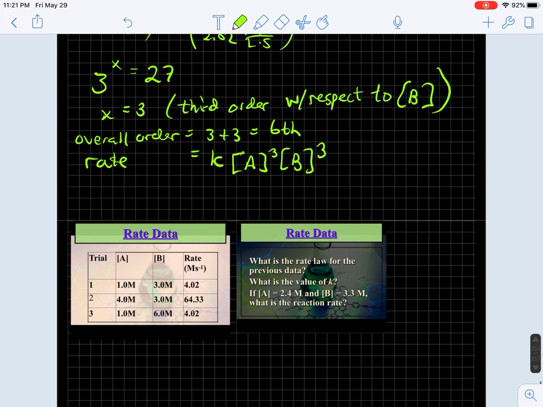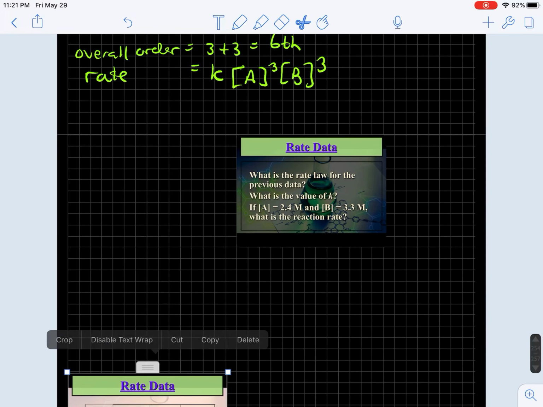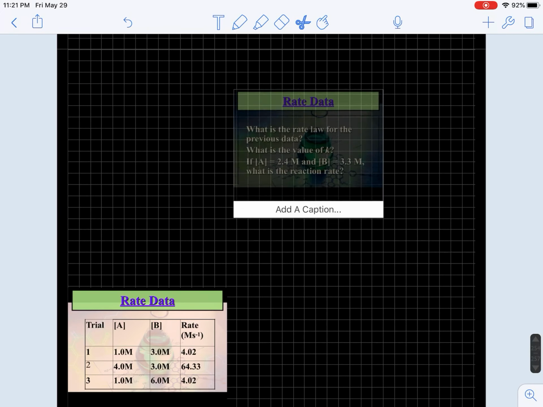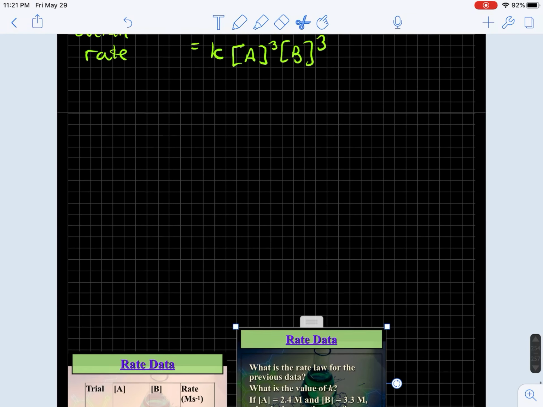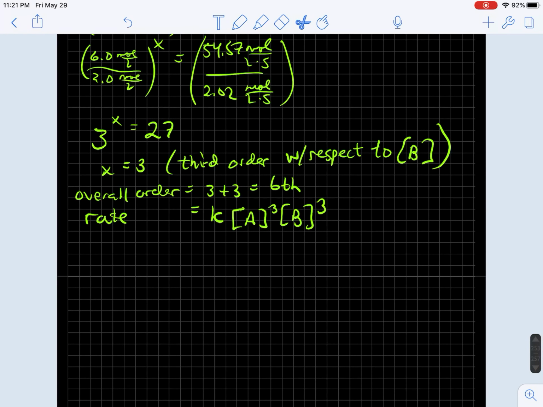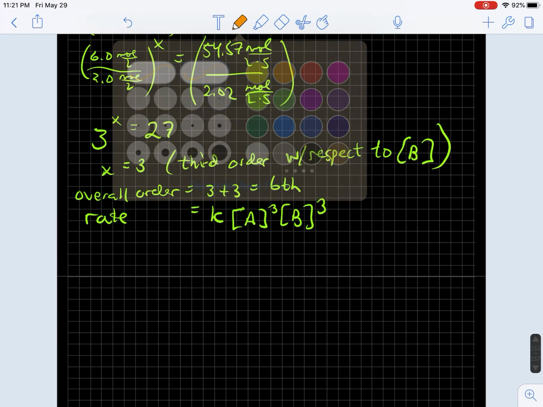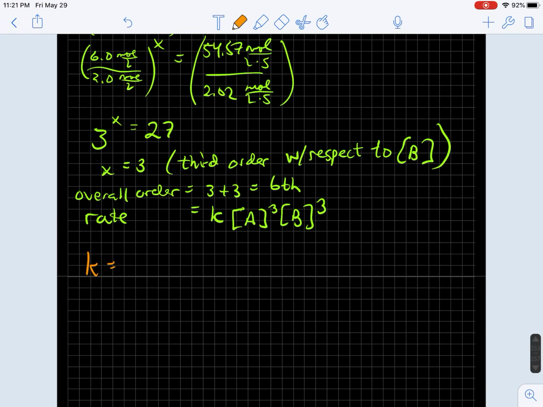Well, look, sometimes I don't plan well. Let's move this out of the way. That was the next question. Okay, so in order to get the value of K, two things. One, let's solve this for K. K is equal to rate over A cubed B cubed, right?